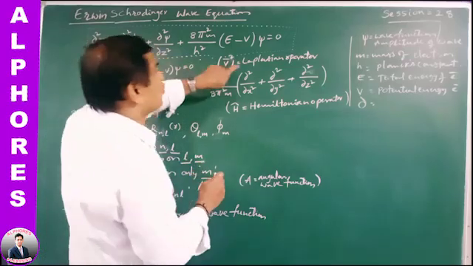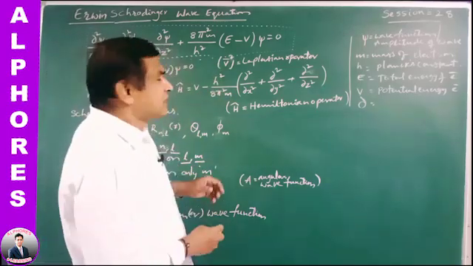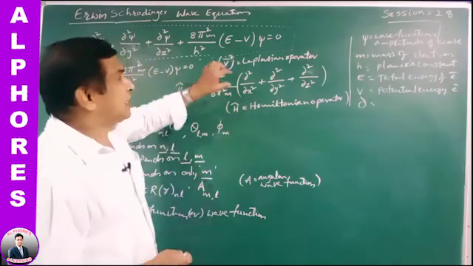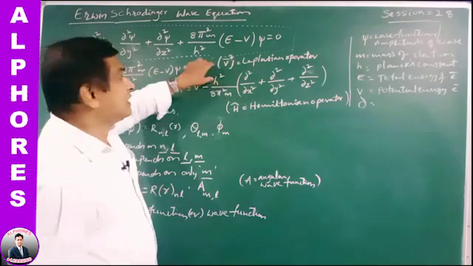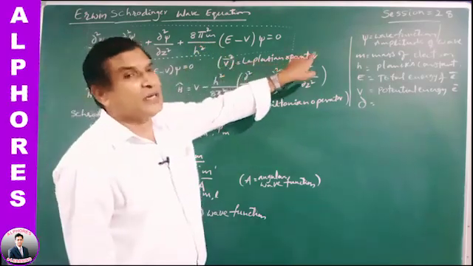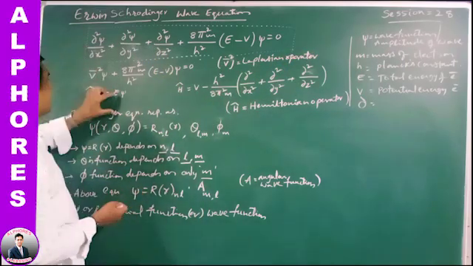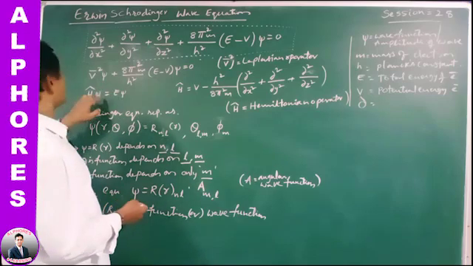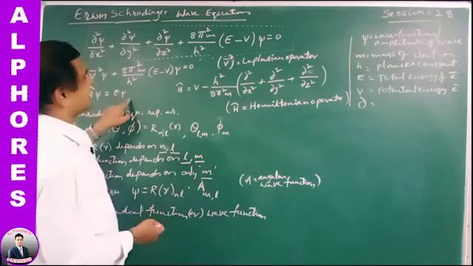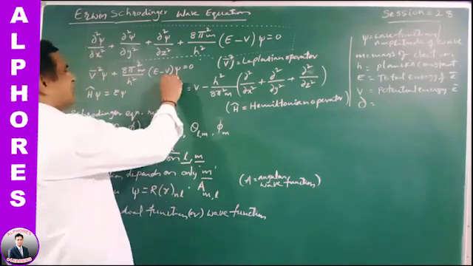This del squared is called the Laplacian operator. In the derivation of certain equations of quantum mechanics, certain mathematical operators are used, and here del squared is called the Laplacian operator. This equation is mentioned like this: H psi equals E psi, where H is represented like this.